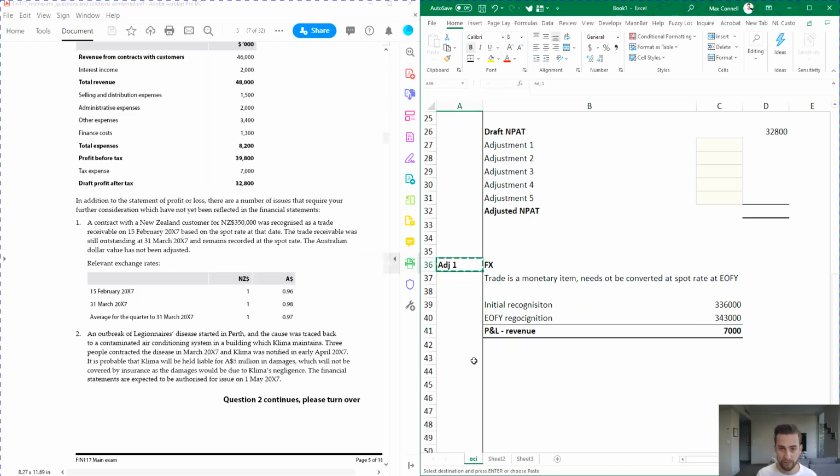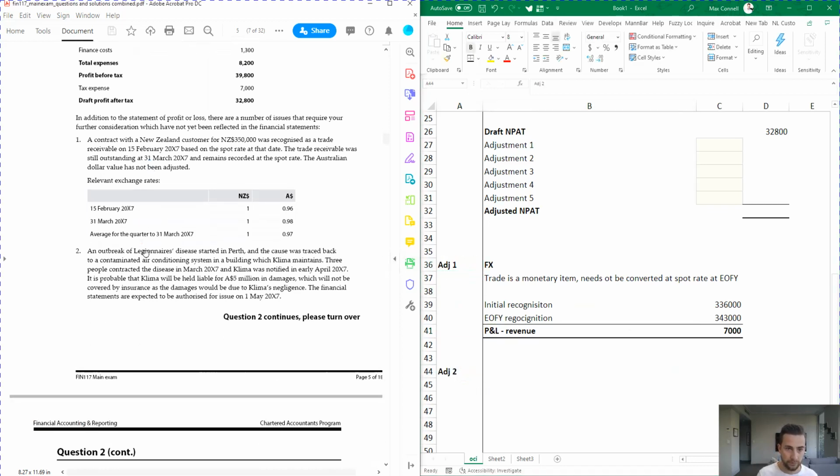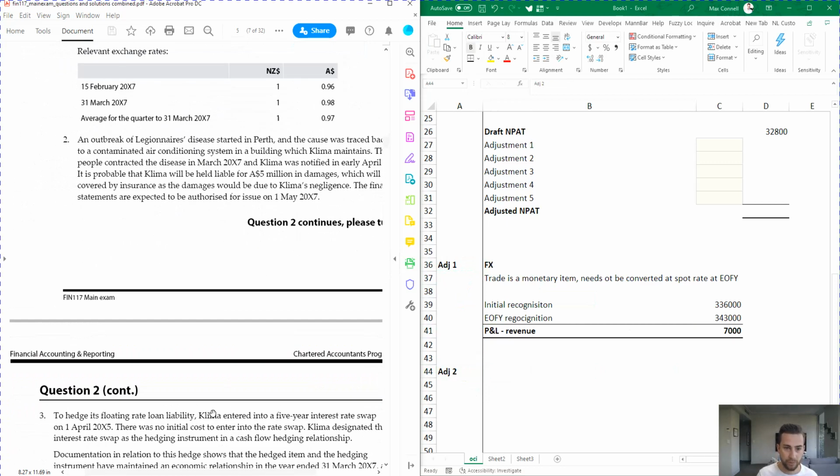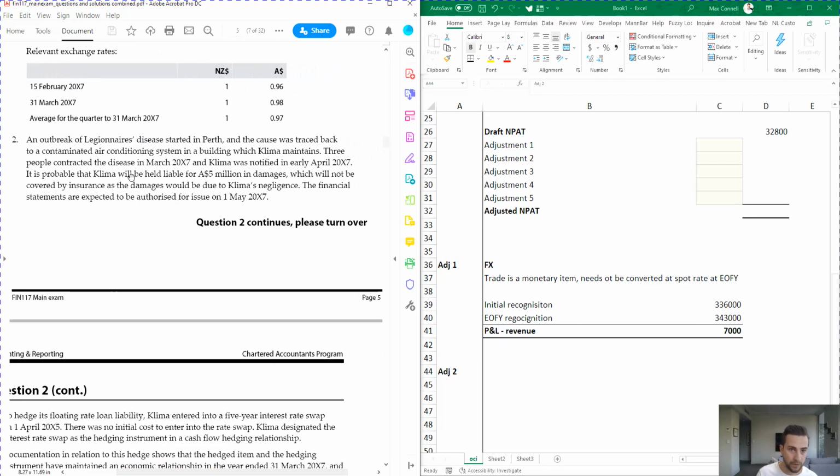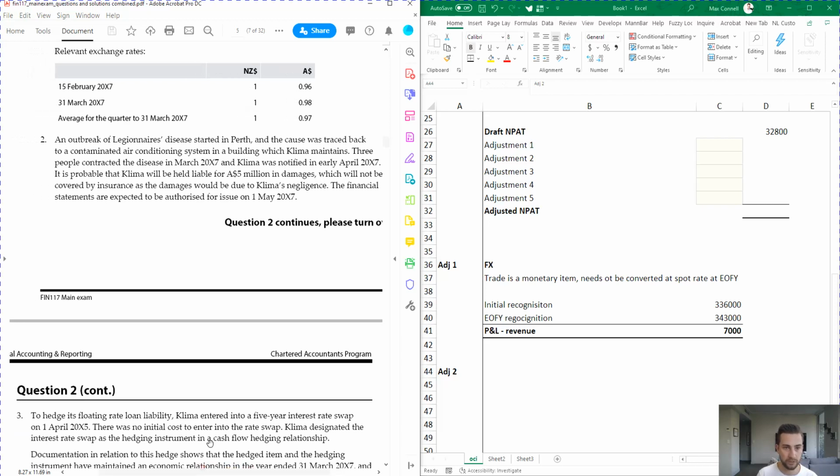Okay, so moving on to adjustment number 2. Let's read the background information. There's an outbreak of a disease in Perth, and the cause was traced back to a contaminated air conditioning system in a building which Klima maintains. It's probable that Klima will be held liable for $5 million in damages which will not be covered by insurance, as the damages will be due to negligence. The financial statements are expected to be authorized for issue on 1st of May 2017.